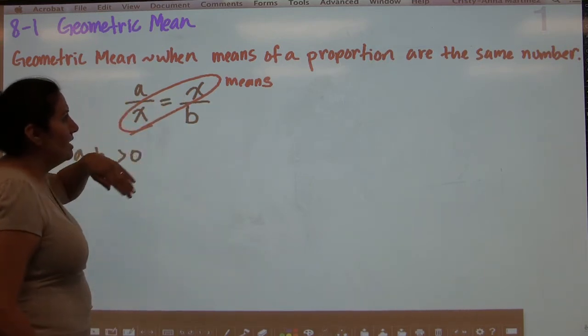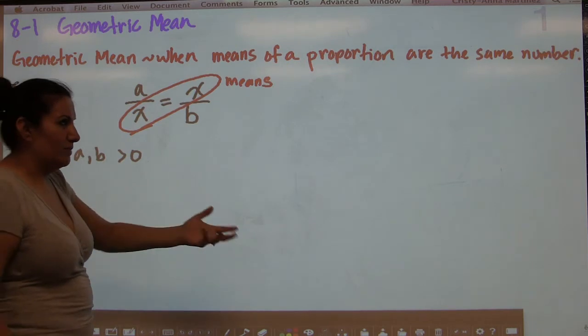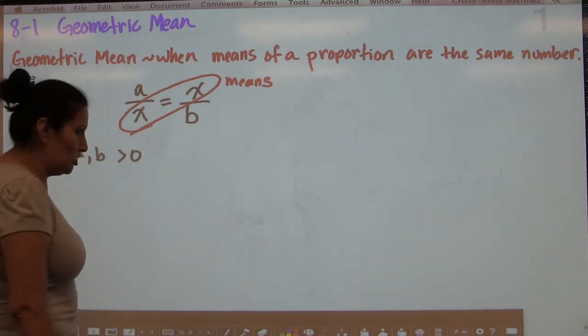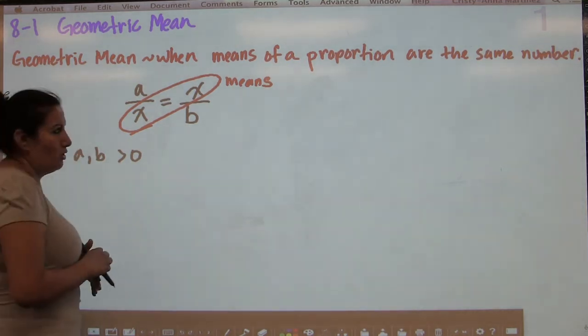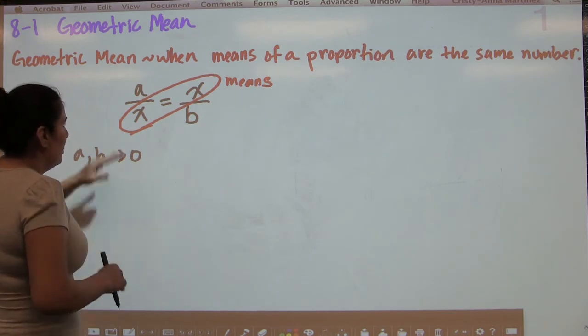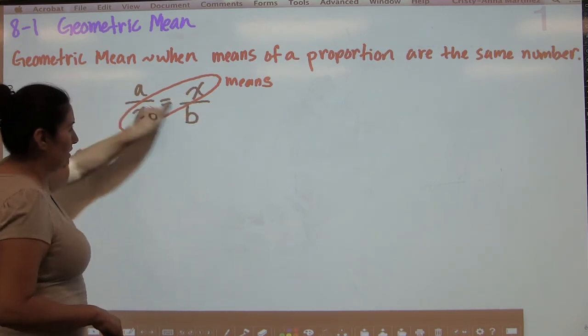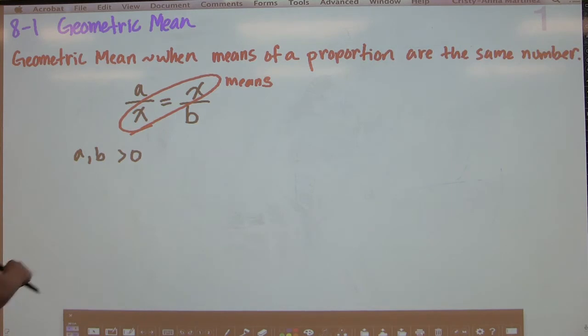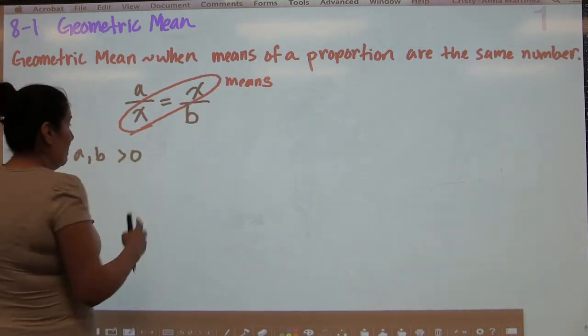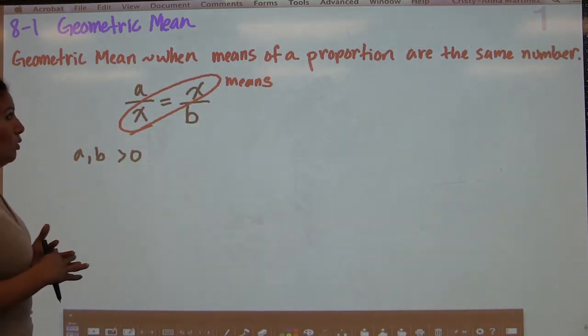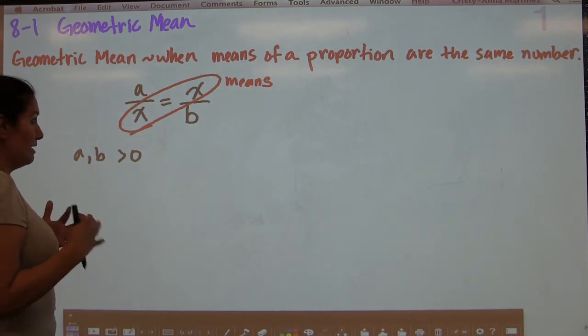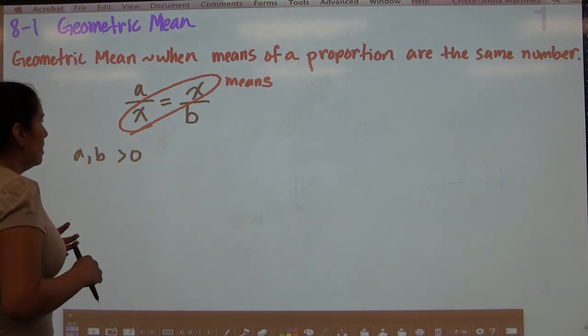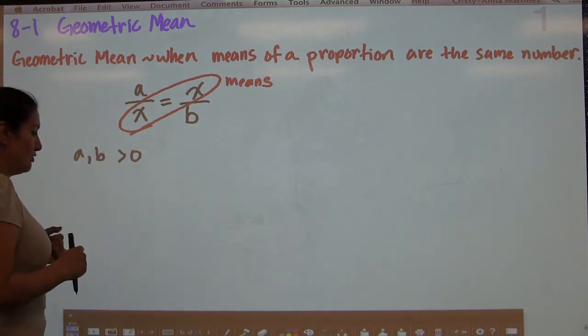The product of the means is equal to the product of the extremes, which we'll call the cross product property, which you learned a long time ago for solving proportions. But at any rate, if you don't remember, these are the means right here and the extremes. In this case, the means are denoted by the same variable x, because we're trying to indicate that they're the same number. So when that happens, you have what they call the geometric mean.